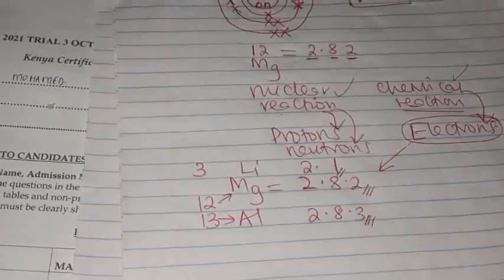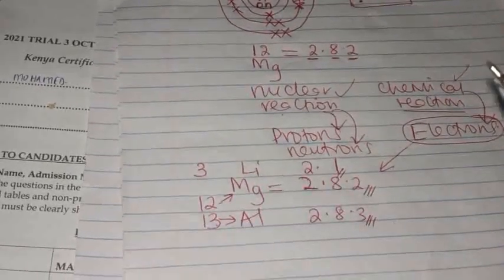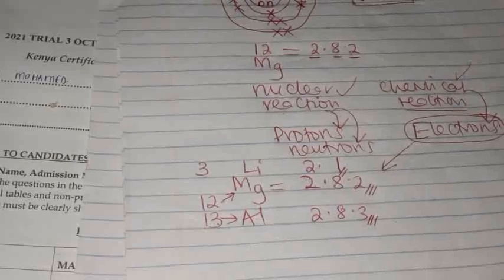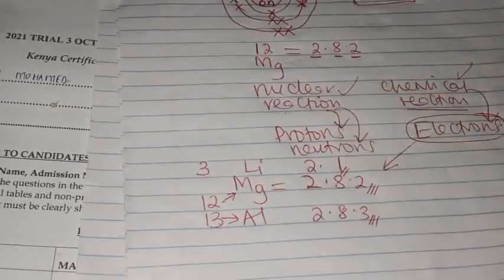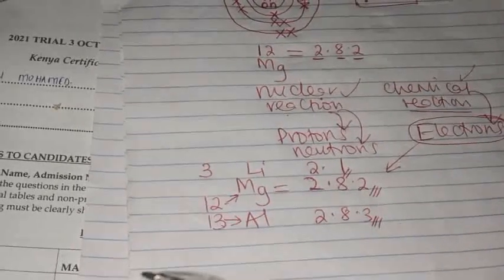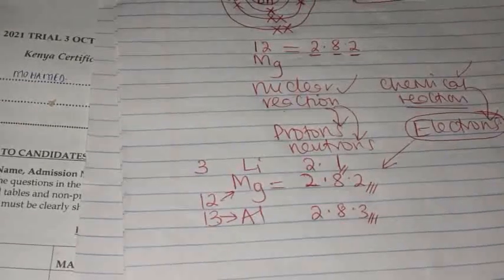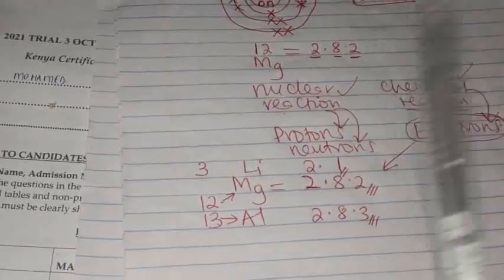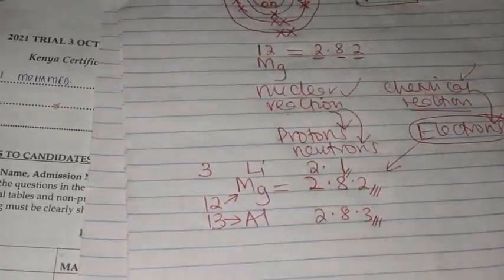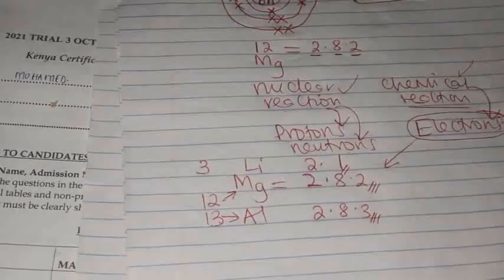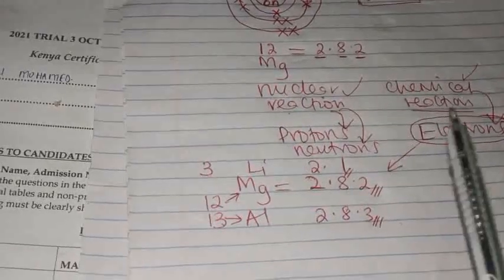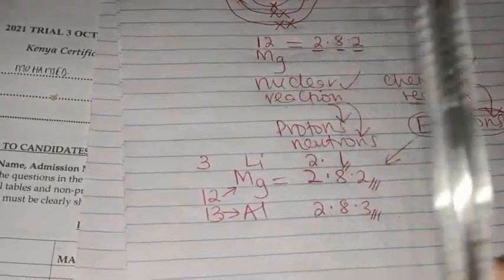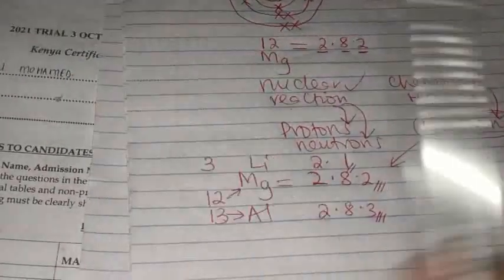We've said that the atomic number is the same as the number of protons, and the number of protons must always be equal to the number of electrons in an atom. I'm repeating this. The atomic number is the same as the number of protons, and the number of protons and the number of electrons in an atom of an element must always be equal. That is always to say that the atom of an element should always be neutral.